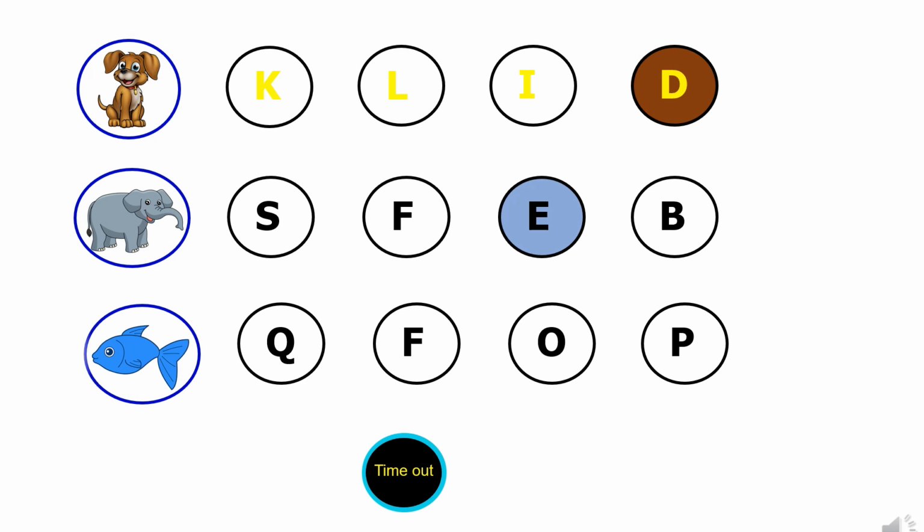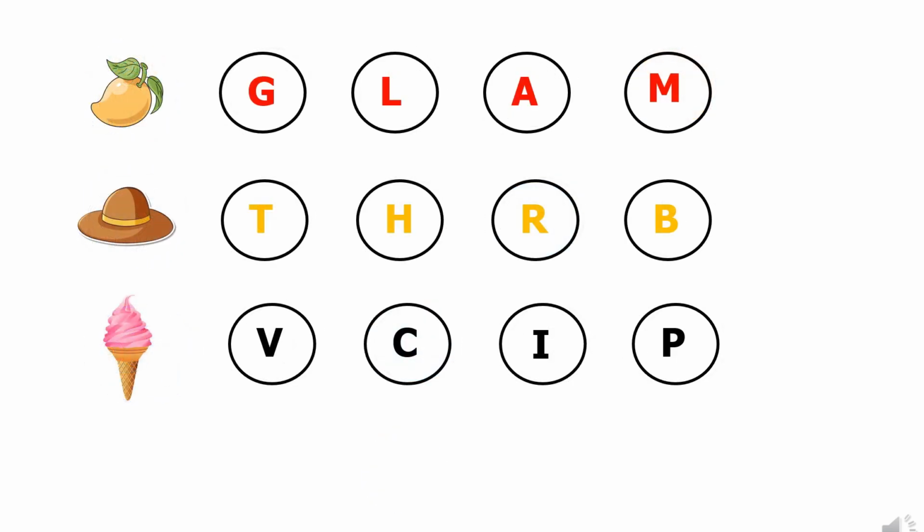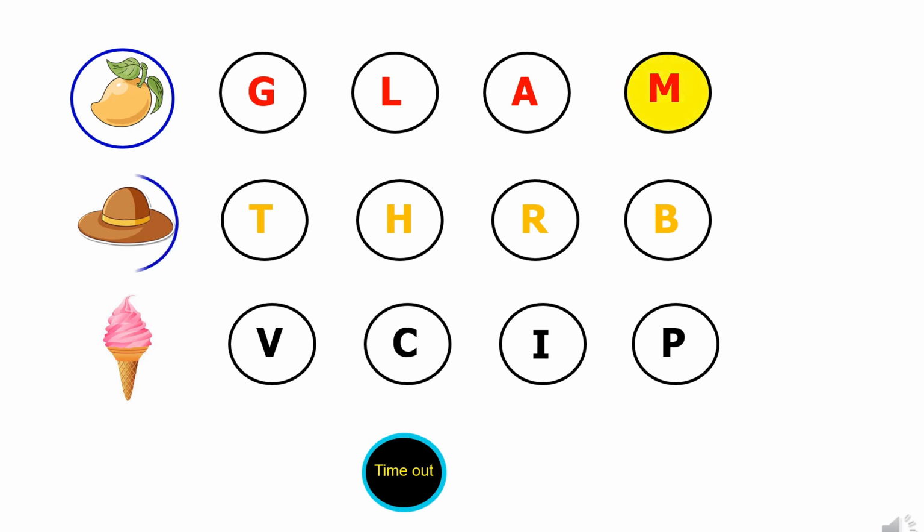This is a fish, and the beginning sound of fish is F. This is a mango, and the beginning sound of a mango is M. This is a hat, and the beginning sound of a hat is H.